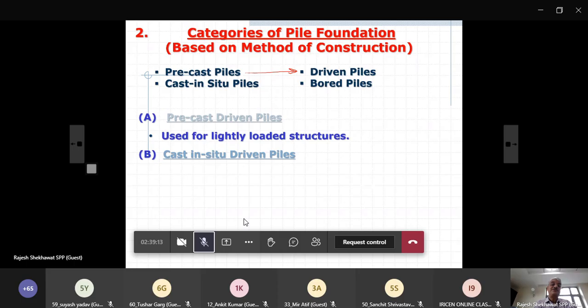Now, cast in situ driven. Interestingly, how a cast in situ driven pile is casted, let us see a video.